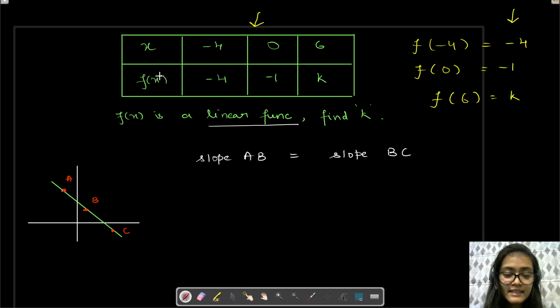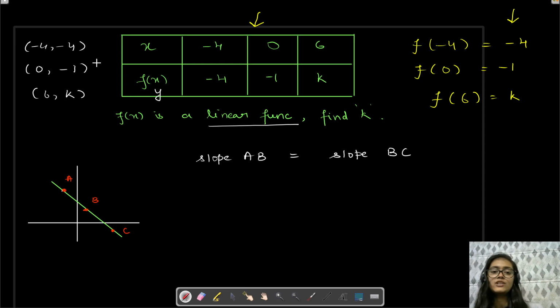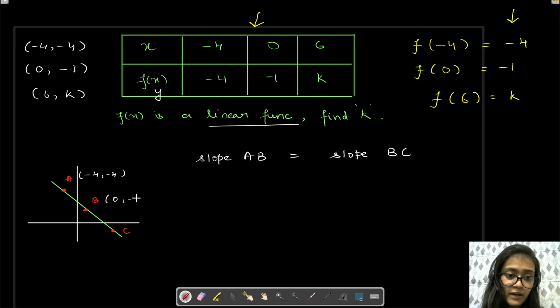So see, these are all the x values, and these are all the y values, because f of x represents the output, which is your y values. So I can say that these points will lie on this line: negative 4 comma negative 4, 0 comma negative 1, and 6 comma k. These 3 points are gonna lie on the graph of this function. I don't know the exact graph of this function, but just for the sake of solving this question, let's assume that this point has the coordinates negative 4 comma negative 4, this point has coordinates 0 comma negative 1, and this point has coordinates 6 comma k.